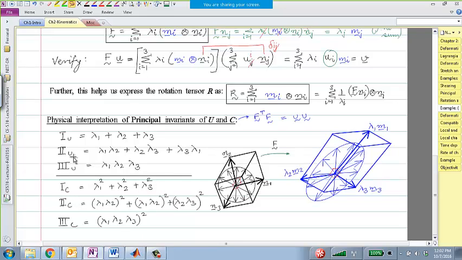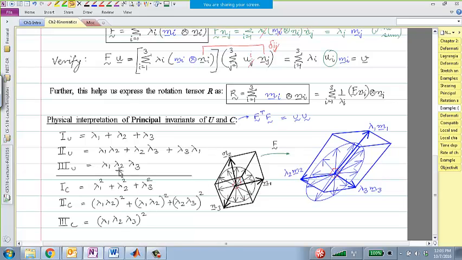The second principal invariant of U, for example, I think we saw this with general tensors as well. Lambda 1 times lambda 2, that's the area of the face lambda 1, lambda 2. Lambda 2, lambda 3, lambda 3, lambda 1, they are the areas of the other two faces. So the second principal invariant of U is proportional to changes in area of the body at that point.